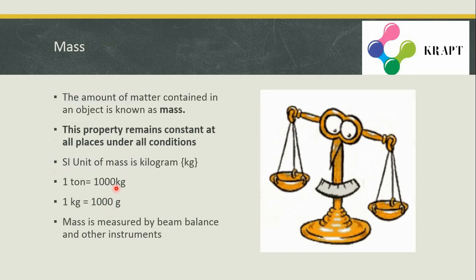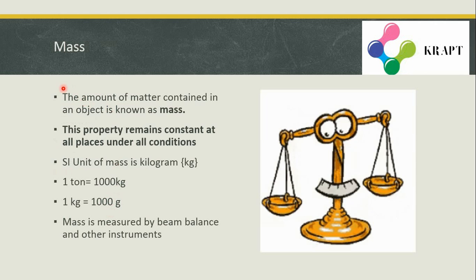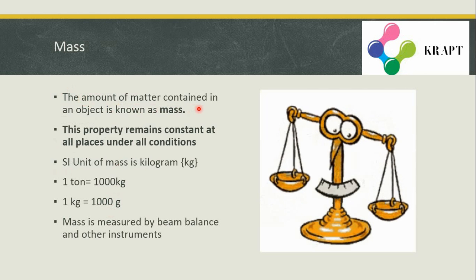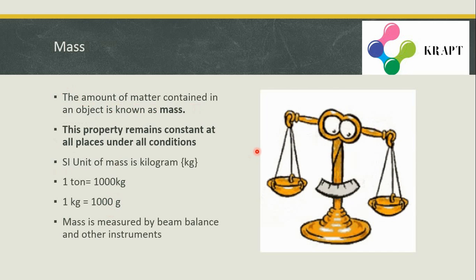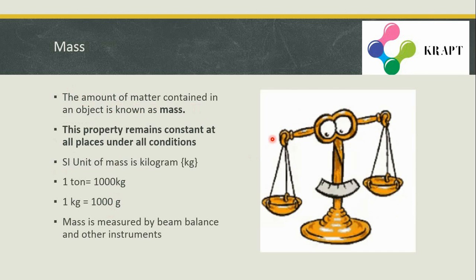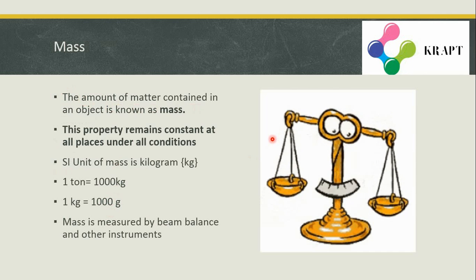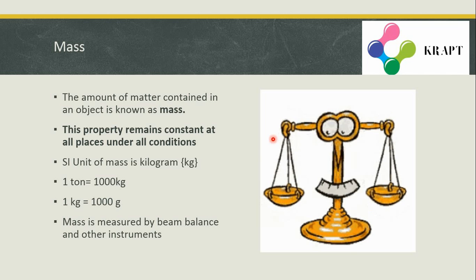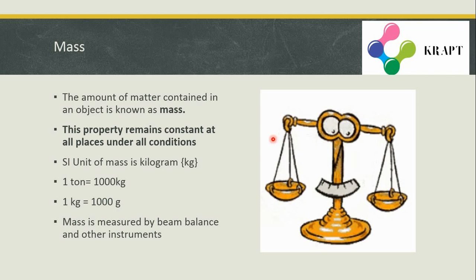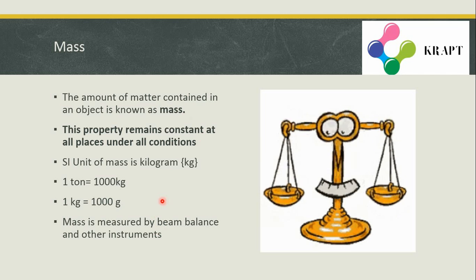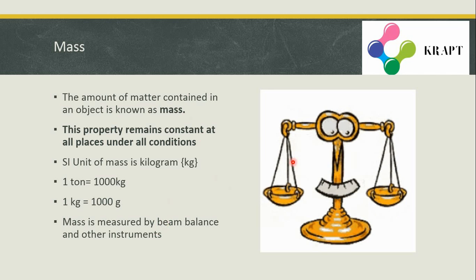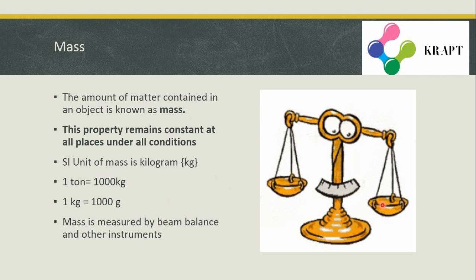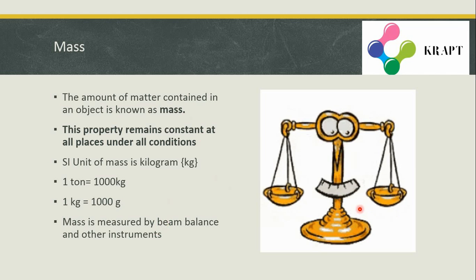Now let us see what is mass. Mass is the amount of matter contained in an object. So, as you know, each object will have some amount of matter. If we weigh that amount of matter in each object, we get to know about the mass of the body. Mass remains constant wherever we go. That is, if mass of a person is 50 kilograms, then if he goes to some place on Earth, or if he goes to Mars, or even to any other planet, his mass will not vary. It will be 50 kg only.